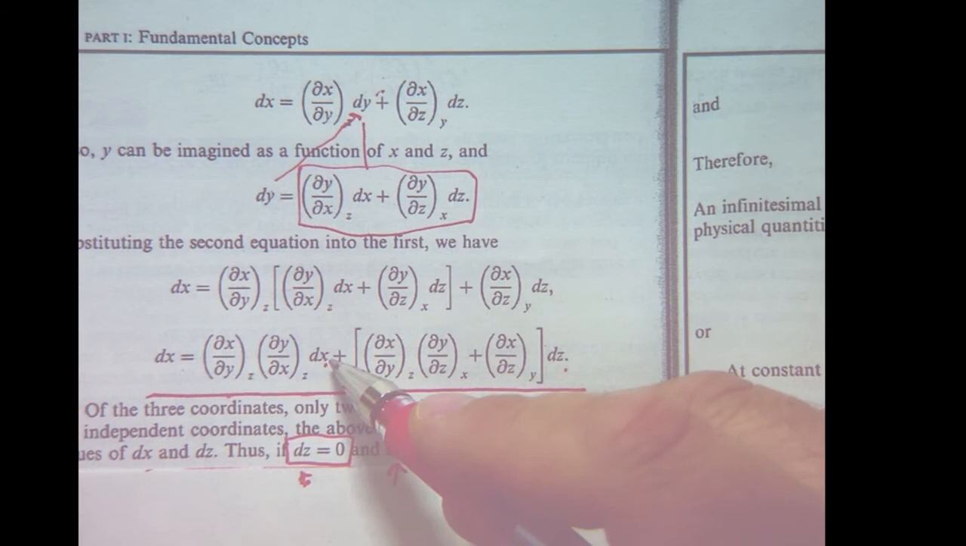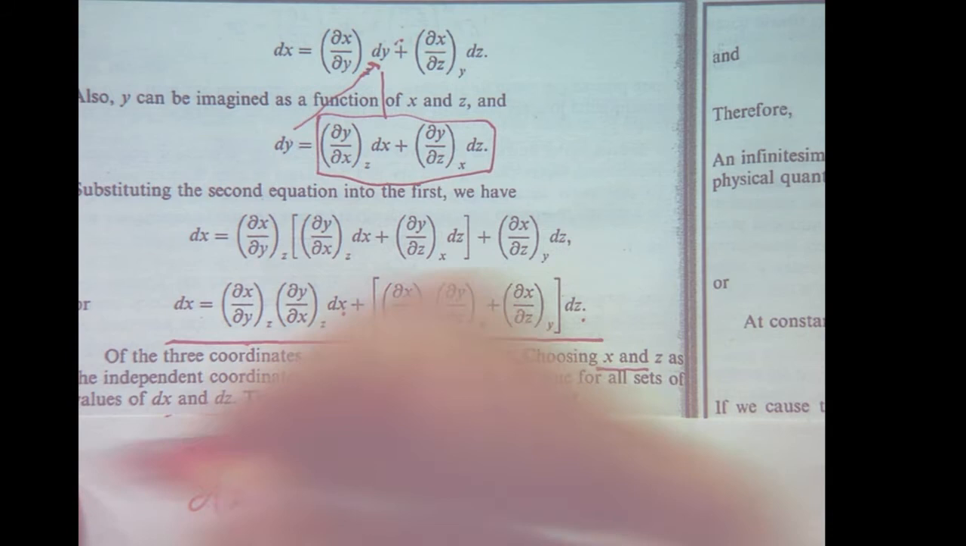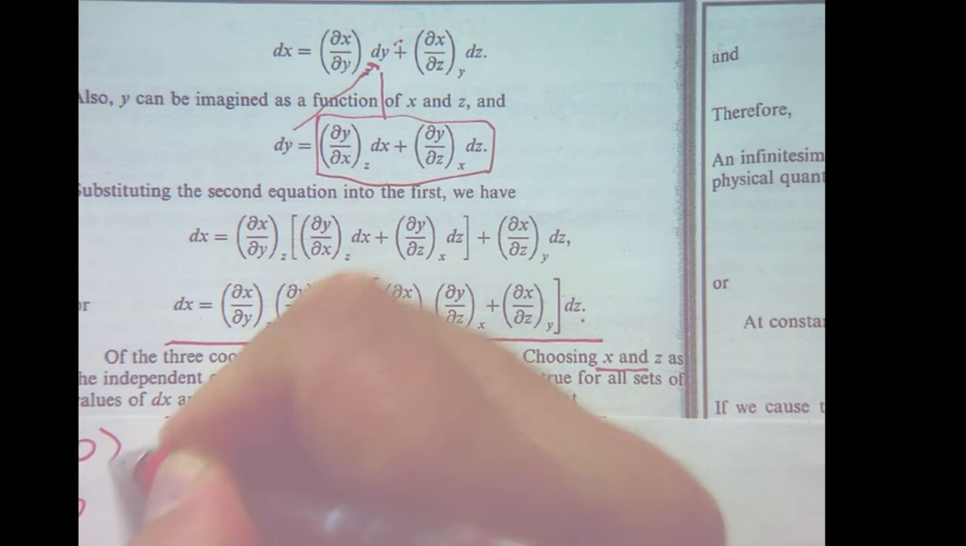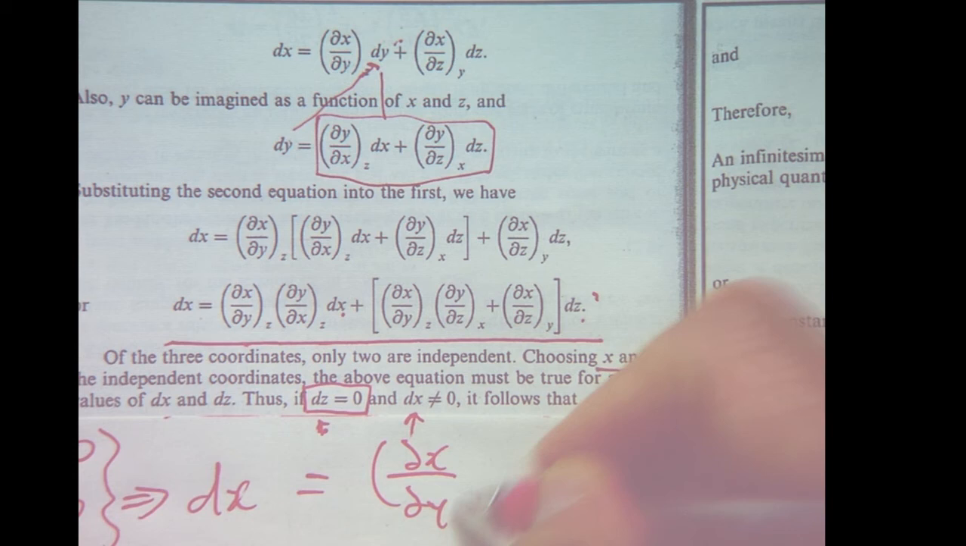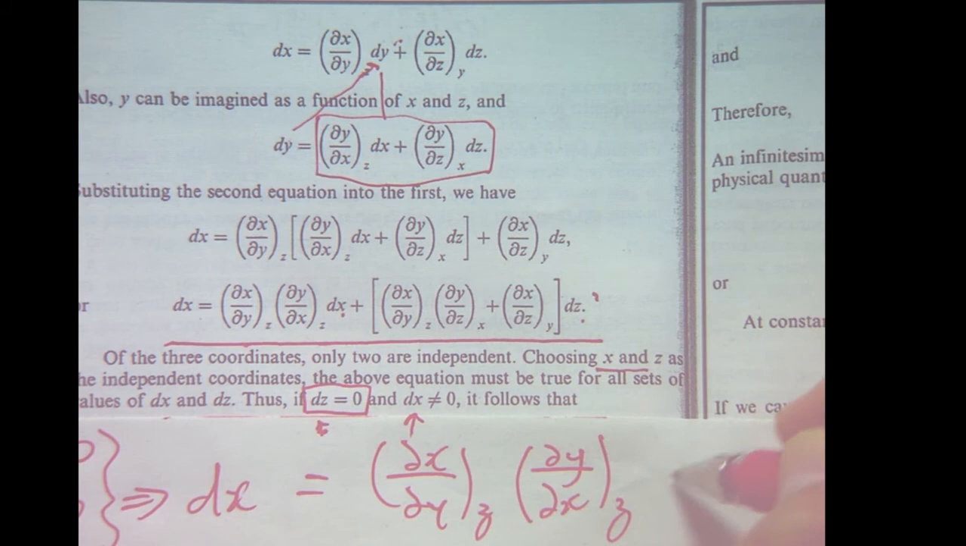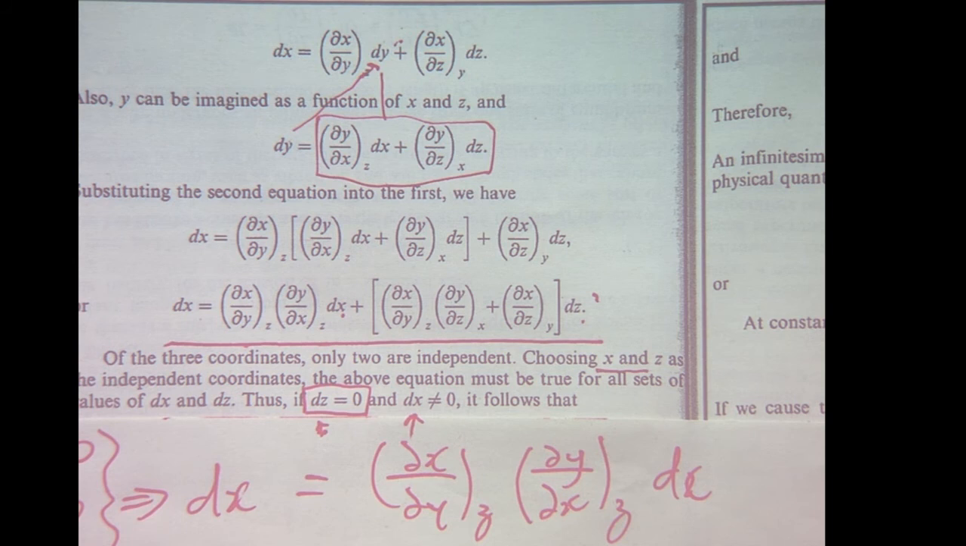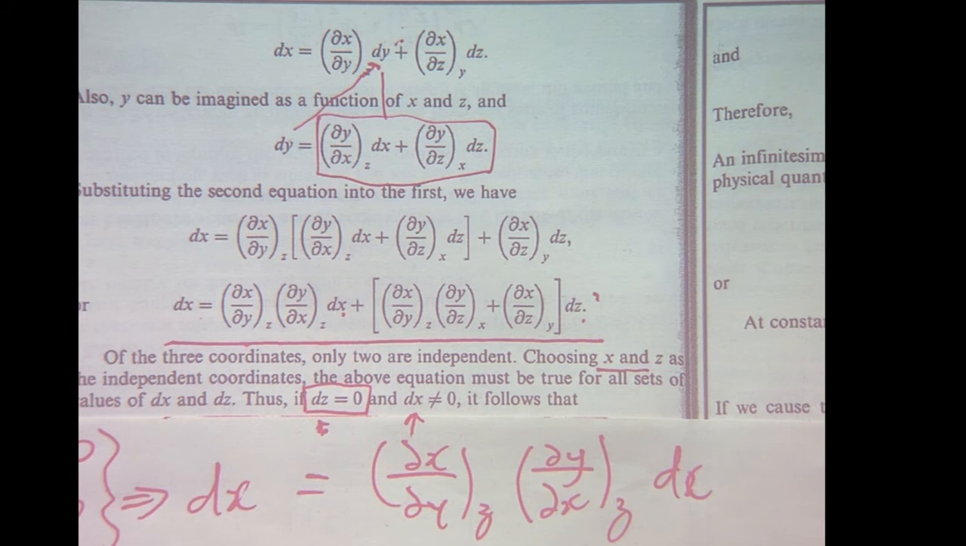So we have dx not equal to 0 and dz equals 0. That means that term drops out, because dz is 0, and we have dx is dx by dy at constant z, times dy by dx at constant z, times dx, and that's true no matter how big dx is. Dx can be the difference in temperature between your starting point and your finishing point. You might control the temperature difference.